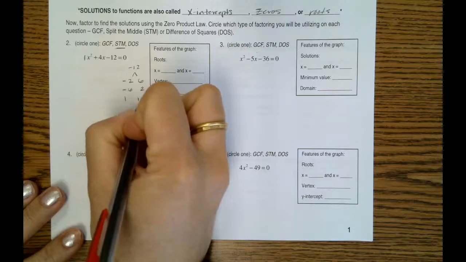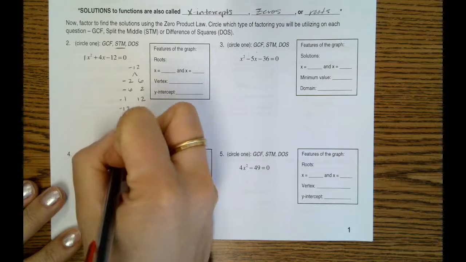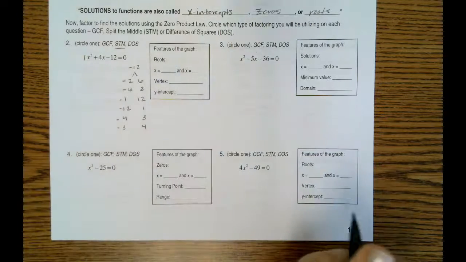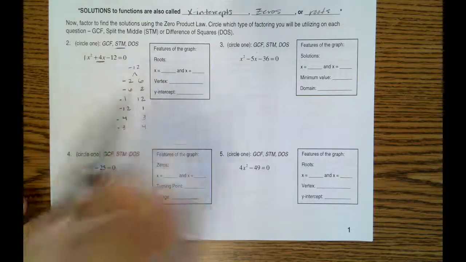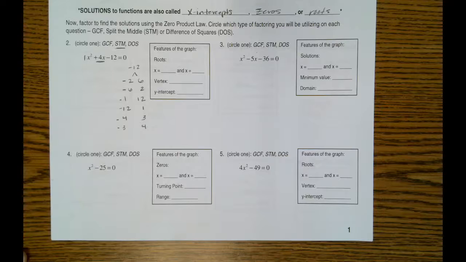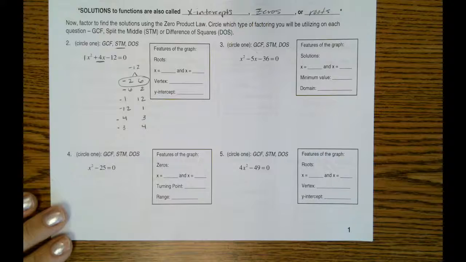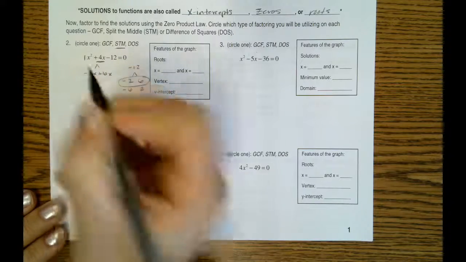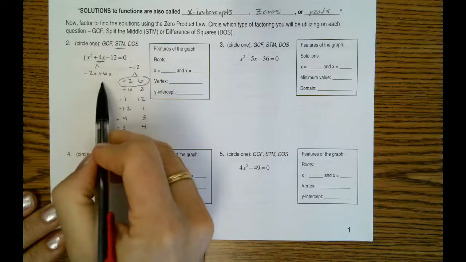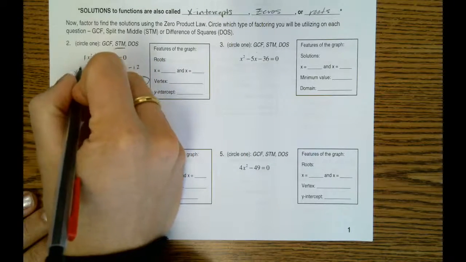1 and 12, and then 4 and 3. Okay, so there's all of our options. We want to find the combination that adds to +4. Here, if I do -2 plus 6, I would get +4, and that's the only combination that would work there. So we're going to split our middle term into -2x plus 6x. So this +4x became -2x plus 6x. I'm going to drop down my -12, and I'm going to drop down my x squared.